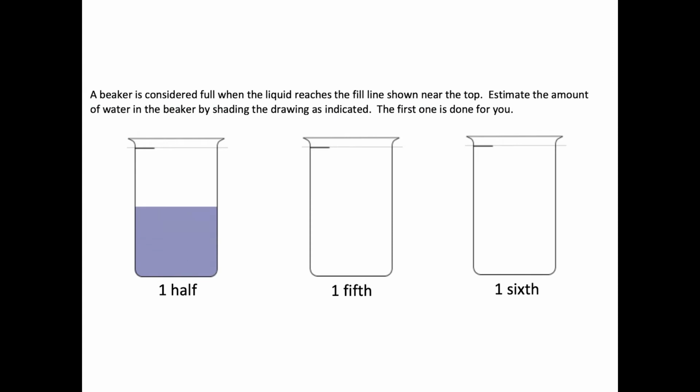So let's look at these beakers. We have 3 beakers here. And a beaker is considered full when the liquid reaches the fill line near the top. So the fill line right here, do you guys see this little line right here? That's the fill line. That means that's when we fill it up, that's where it's full, okay? We're going to estimate. Estimate means that it doesn't need to be perfect. So when we partition, when we break these up, they do not have to be perfect. We're just estimating. Estimate the amount of water in the beaker by shading the drawing as indicated. The first one is done for you.